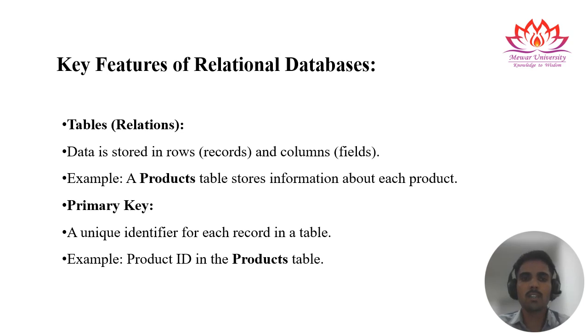Now, key features of a relational database. Table, also called a relation: the data is stored in rows, called records, and columns, called fields. Example: a product table stores the information about each product. Primary key: a unique identifier for each record in a table. Example: product ID in the products table.